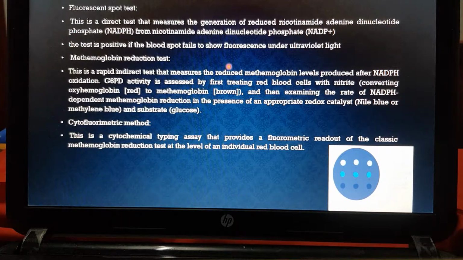Second is the methemoglobin reduction test, which is a rapid indirect test that measures the reduced methemoglobin level produced after NADPH oxidation. First, the red blood cells are treated with nitrite, converting the oxyhemoglobin to methemoglobin, which is brown in color. Then the rate of NADPH-dependent methemoglobin reduction is examined in the presence of an appropriate redox catalyst, which is Nile blue or methylene blue, and the substrate is glucose.